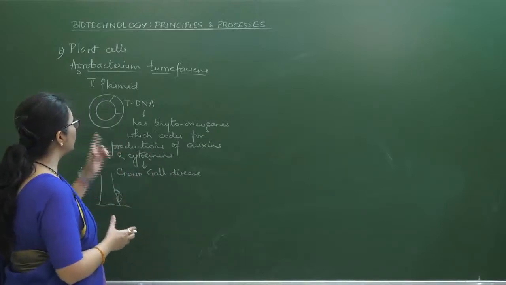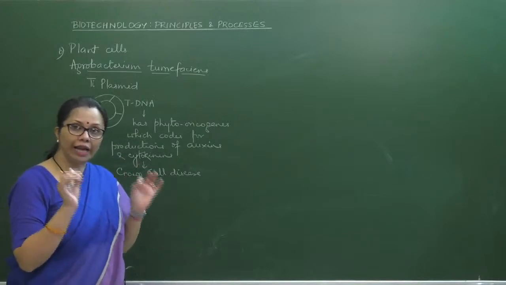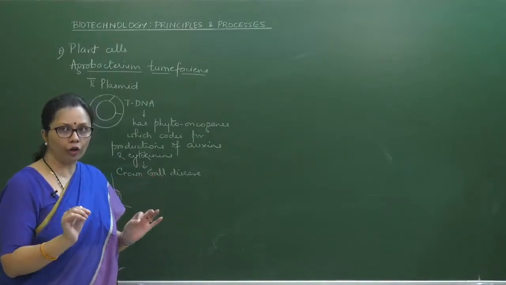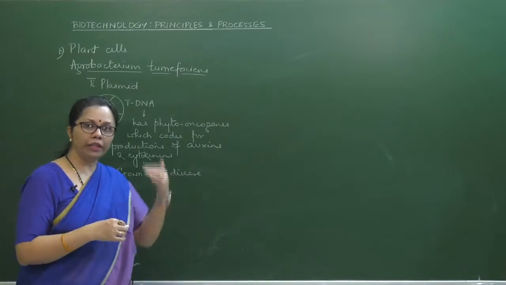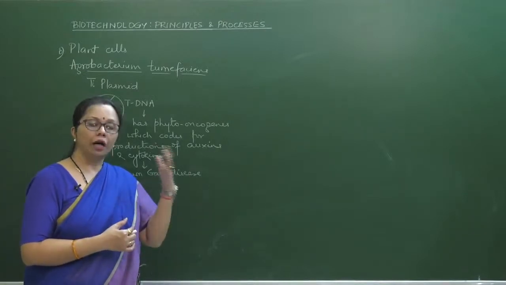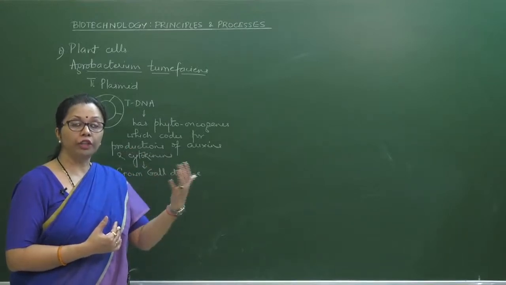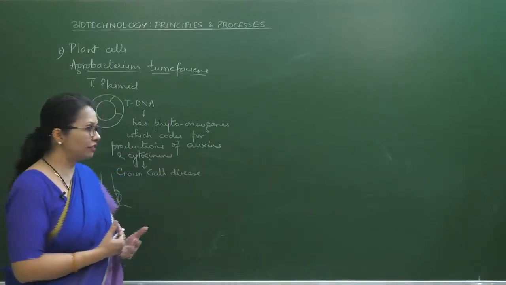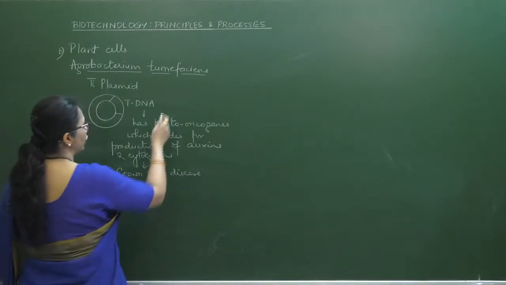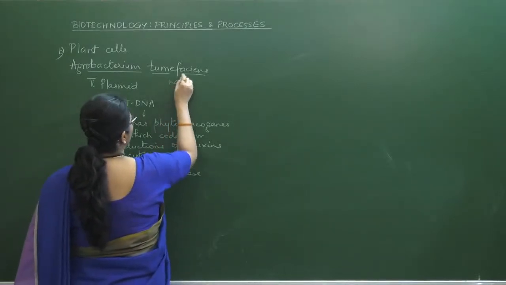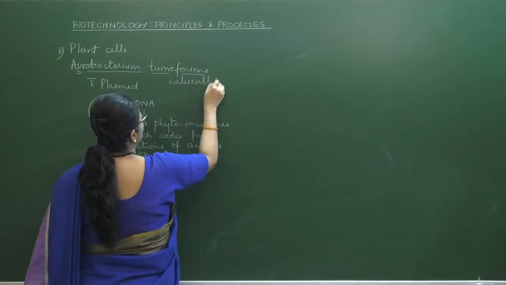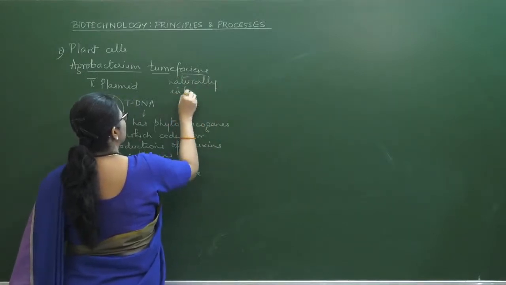And as I told you, this Agrobacterium naturally infects only dicot plants, but it has been manipulated, as we'll see in golden rice in the next chapter, so that it could infect monocots as well, but naturally it infects dicots.